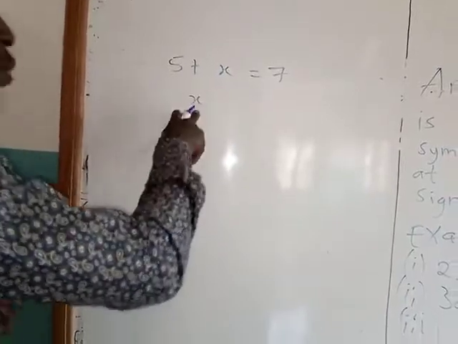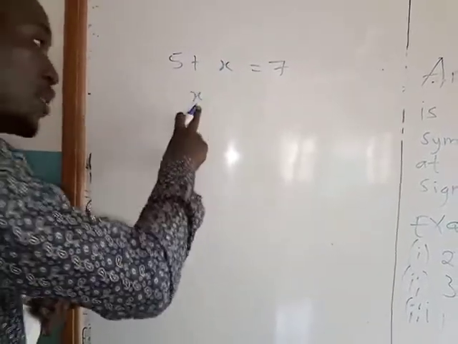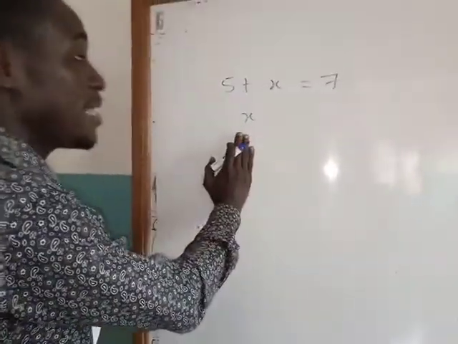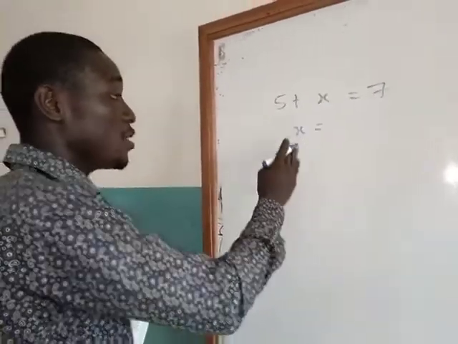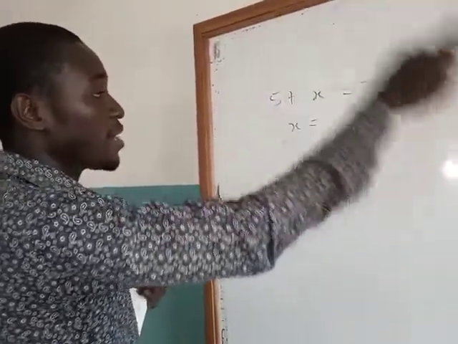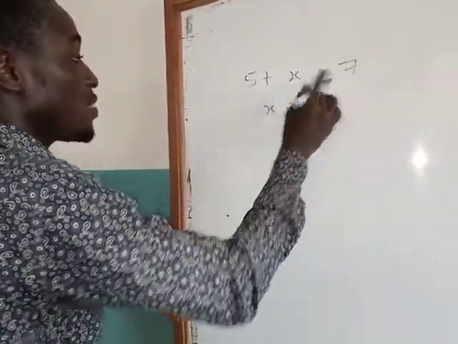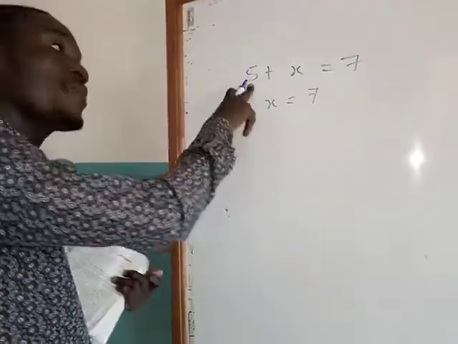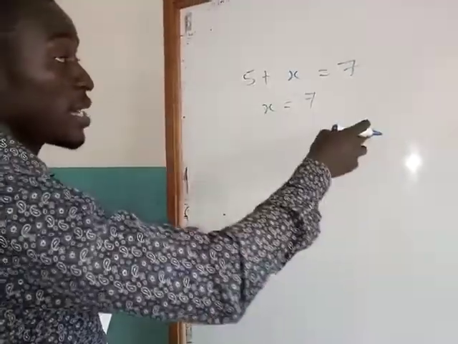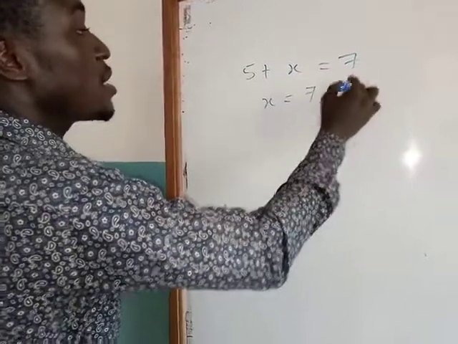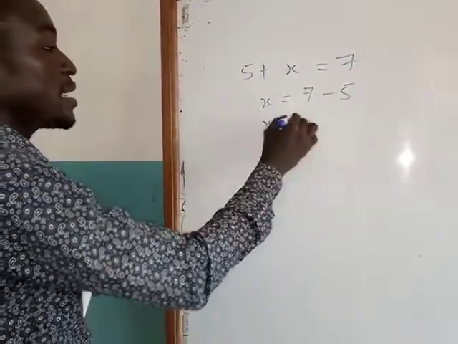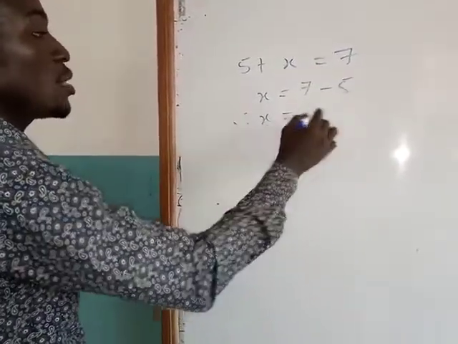Then because we want to find the value of x, we keep the x at the left side and we carry the 5 to the right side. So the 7 is already there waiting for the 5, and the 5 is positive here. So if it crosses the equal sign, it turns to negative. This is how it's going to be. You can say therefore x is equal to 2.